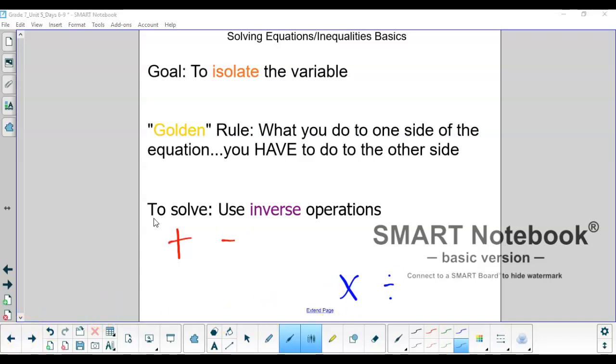Get this into your notes, and then we're going to do a bunch of examples and definitely get some of these to try. Now, you've done these problems in 6th grade. The only difference between the 6th grade problems and the ones we're going to start off with in 7th grade is some of these problems are going to have negatives. Last year, everything you did was positive and with a positive answer.